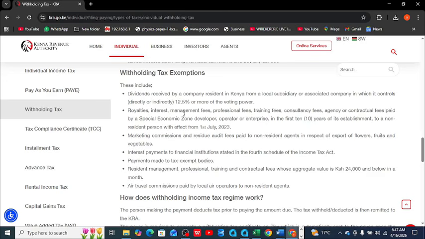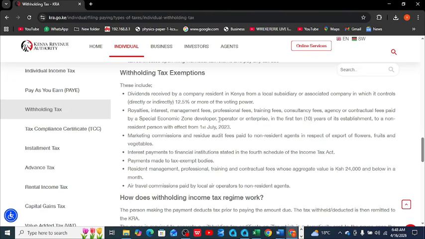Also, royalties, interest, management fee, professional fee, training fee, consultancy fee, agency, or contractual fees paid by a special economic zone developer, operator, or enterprise, in the first 10 years of its establishment, to a non-resident person with effect from 1st July 2023.